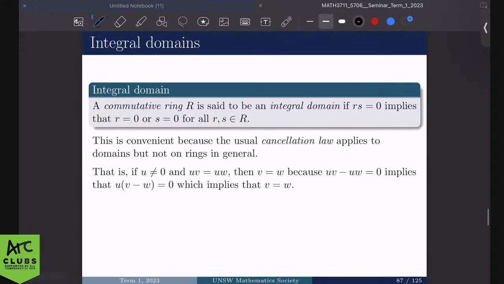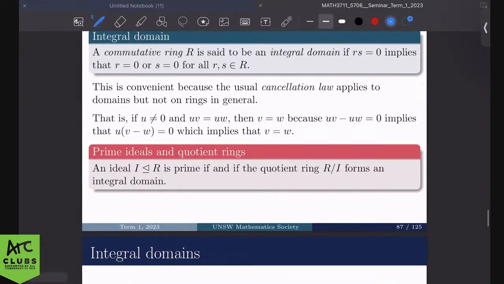Alright, so why is this useful? In an integral domain, the cancellation law applies, right? Because if we know that uv is equal to uw, you can subtract from both sides. You've got uv minus uw, and you've got u(v minus w), which implies that v is equal to w, because we're assuming that u is not equal to 0. Okay, so basically you can cancel out numbers that are not equal to 0, because we've got a domain.